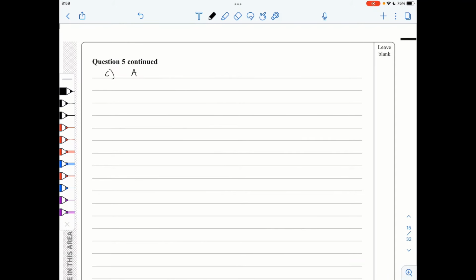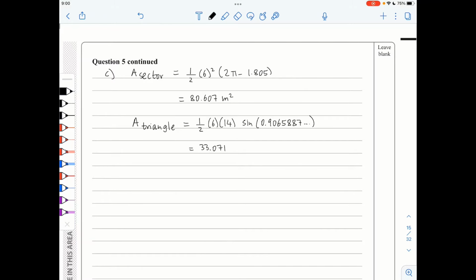So the area of the sector is a half, the radius is 6, the angle is 2 pi minus 1.805, which gives an answer of 80.607 square meters. The area of the triangle, we said I'm going to be using the half AB sine of 0.9065887, which gives 33.071 square meters, and therefore the total area will simply be the sum of these two values, which gives a final answer of 113.7 square meters.